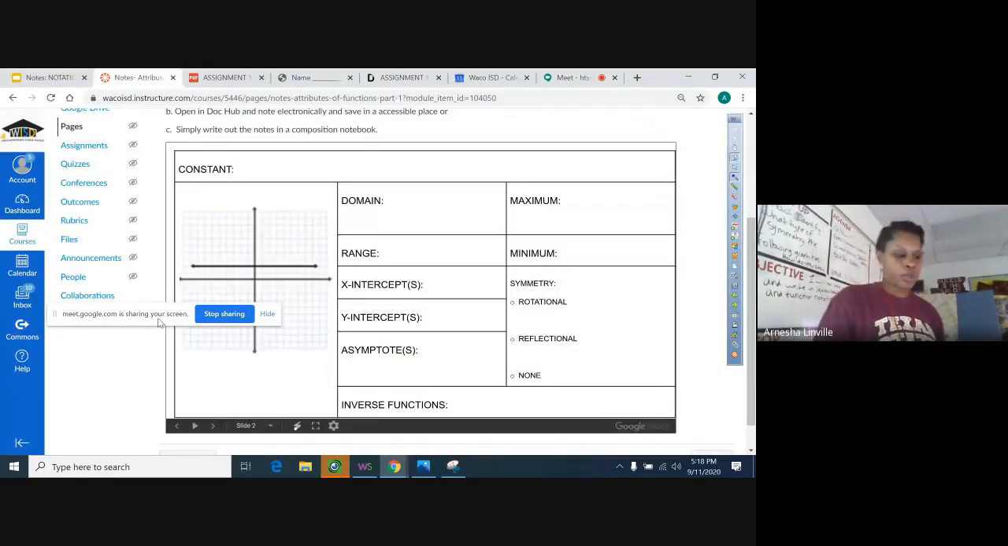All right, so today we're going to do part one of parent functions. We're going to talk about what a parent function is and be able to identify the attributes of each parent function. So the first function that we're going to start off with is a constant.